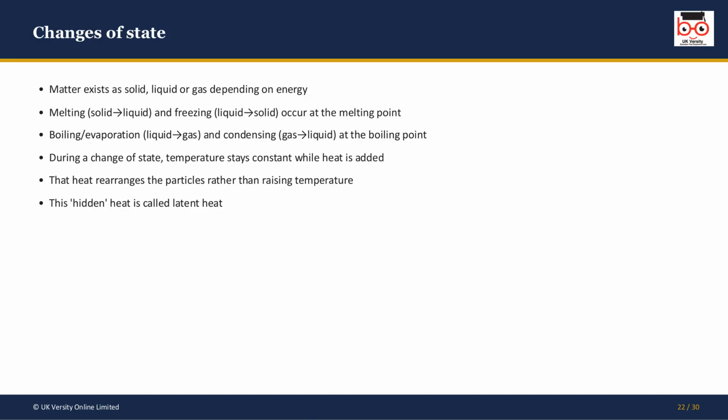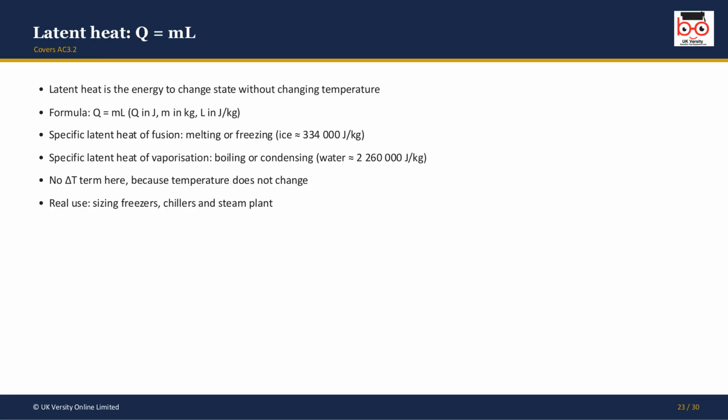Let's think about changes of state. Matter can be solid, liquid or gas, depending on how much energy its particles have. Melting takes a solid to a liquid, and freezing reverses it, both at the melting point. Boiling or evaporation takes a liquid to a gas, and condensing brings it back at the boiling point. Here's the surprising part. While a substance is changing state, its temperature holds steady even as you keep adding heat. That heat is busy rearranging the particles rather than raising the temperature, and this hidden heat has a special name, latent heat.